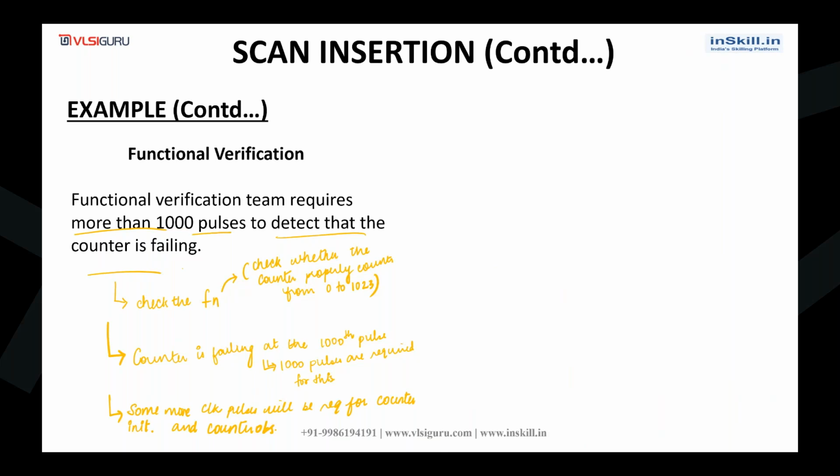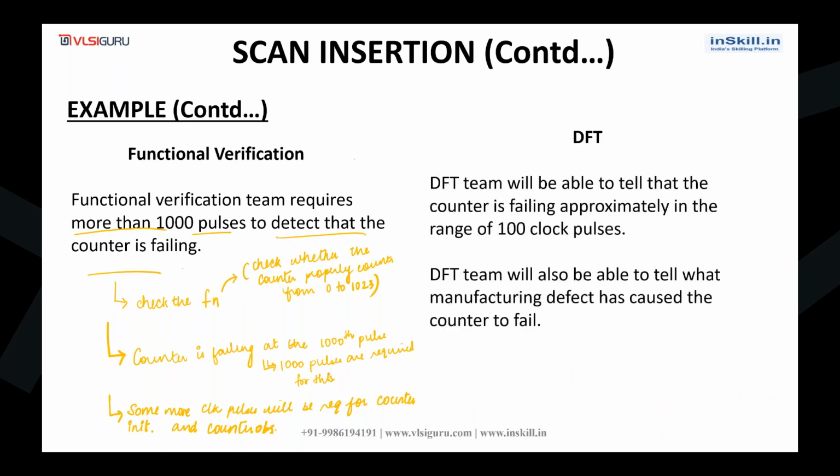Whereas with the DFT team, we will be able to tell that the counter is failing approximately in the range of 100 clock pulses. Range of 100 clock pulses means it can be somewhere like 80 or 90 or 100, 120, etc. That is what I meant by range of 100 clock pulses.